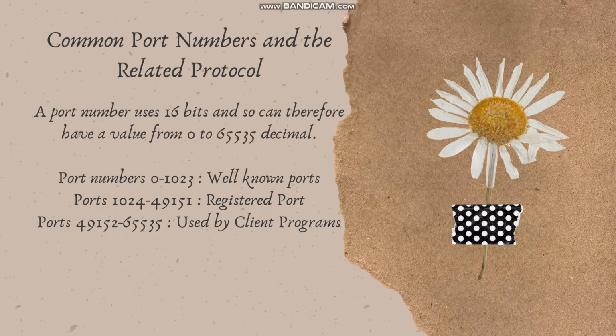Port numbers ranging from 1024 to 49151 are the registered ports. These can be registered for services with the IANA and should be treated as semi-reserved, while the port numbers ranging from 49152 to 65535 are used by client programs. Anybody can use these in client programs. When a web browser connects to a web server, the browser will allocate itself a port in this range.